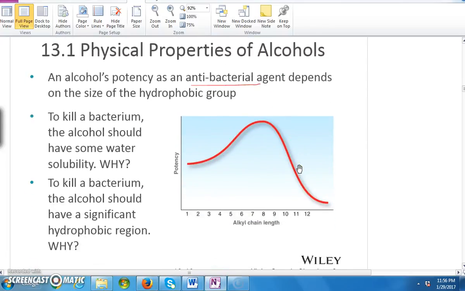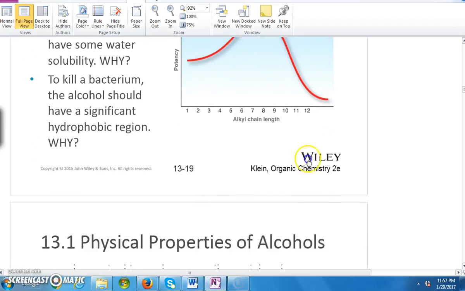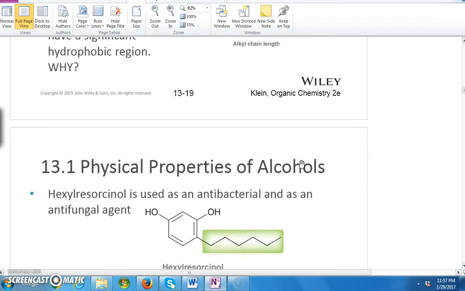Now, an alcohol's potency as an antibacterial agent depends on the size of the hydrophobic group. And the reason is because to kill the bacteria, the alcohol should have some water solubility, and also must have some hydrophobic region, because it will need to be able to penetrate the walls of the bacteria to be able to effect destruction of the bacteria, and so it needs to have a fat soluble or hydrophobic region.